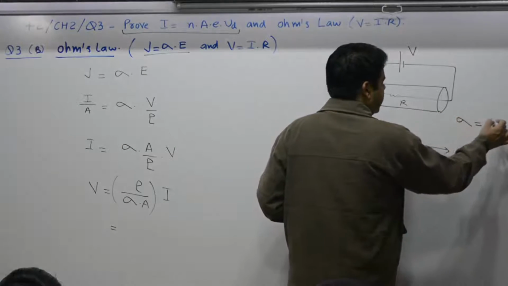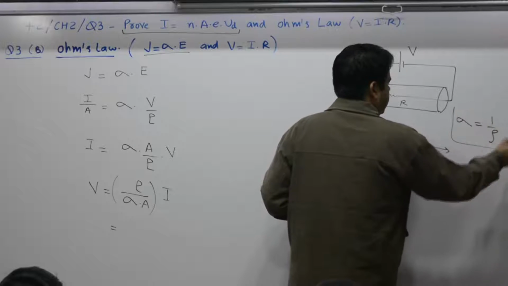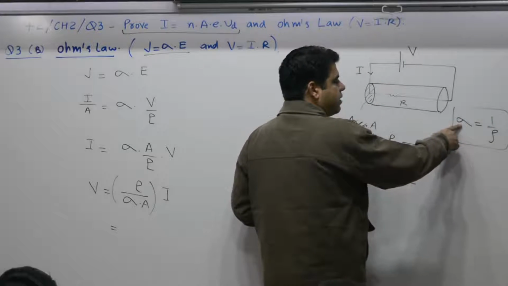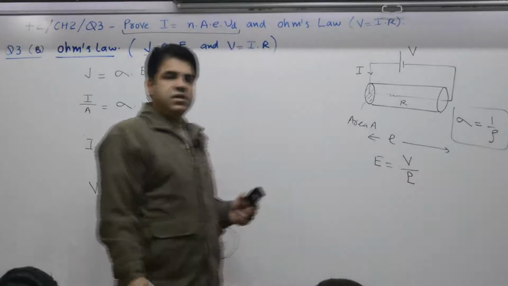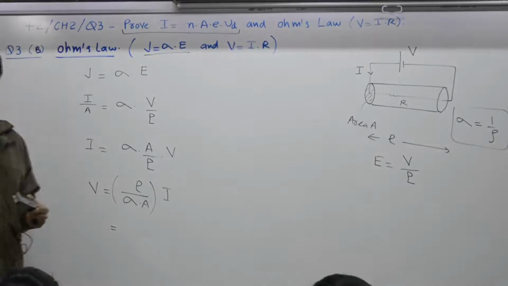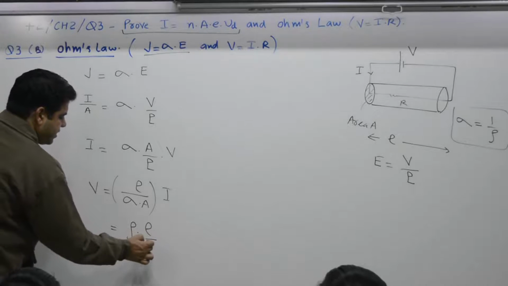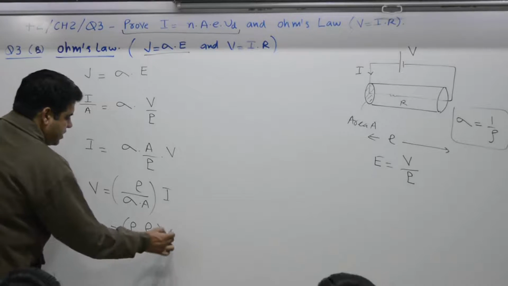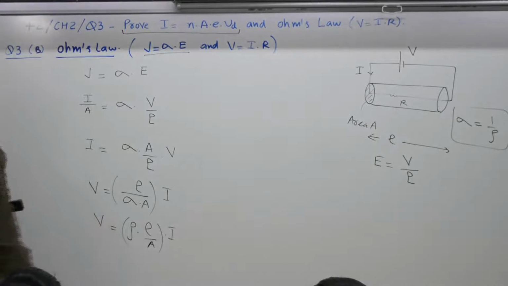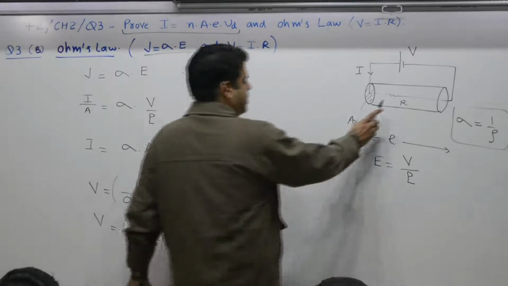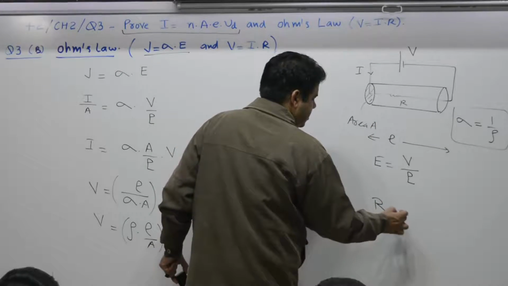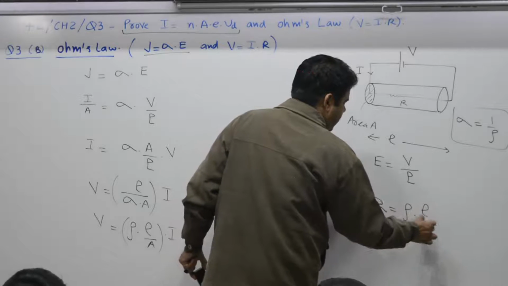And in school, you have written this in terms of the conductivity of a material. What is the relationship between conductivity and resistivity? This is conductivity and this is resistivity. Resistivity is the reciprocal of conductivity. So if you want to write it like this, you can write it like this also. Resistance of the wire R is equal to what? Rho L by A.